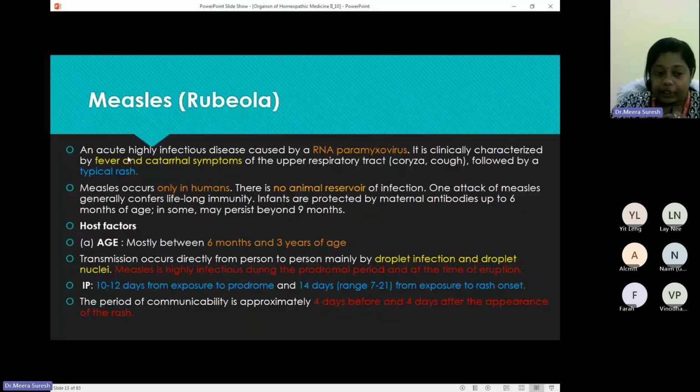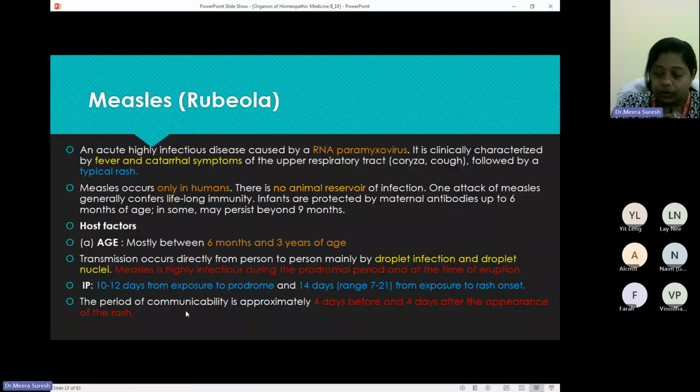So measles is an acute, highly infectious disease which is caused by an RNA paramyxovirus. It is characterized by fever and catarrhal symptoms. Catarrhal symptoms are a very big characteristic of measles. The patient will be having nasal, throat, and also eye symptoms, very much characteristic in case of measles. And that is one differentiating feature from chickenpox.